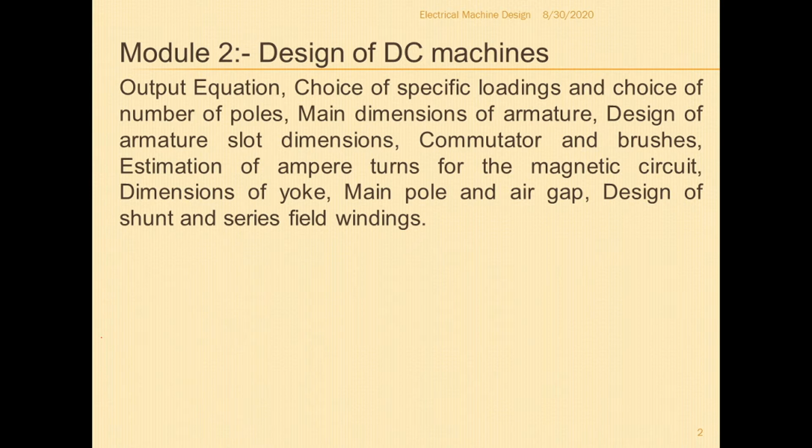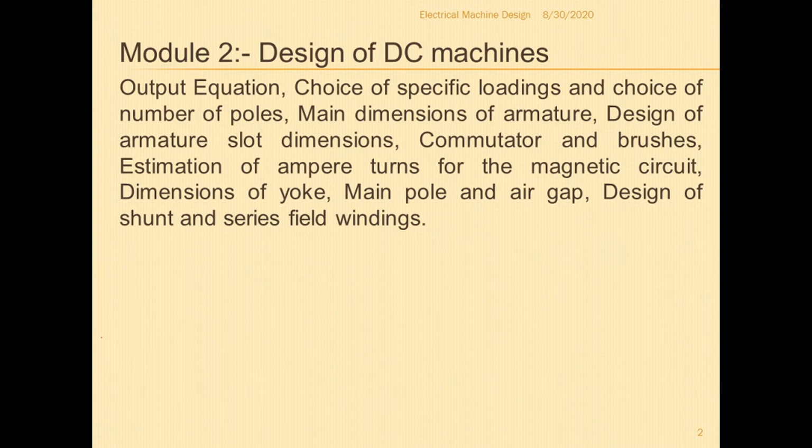Then choice of number of poles. What is the number of poles you have to select for the design of DC machines? If you choose a large number of poles, what will be the effect? And if you choose a smaller number of poles, what will be the effect? That you will be learning. Then main dimensions of armature. So DC machine consists of an armature and the field winding, correct. So main dimensions of armature you will be learning.